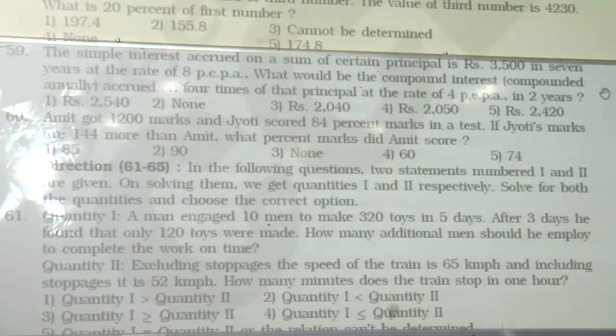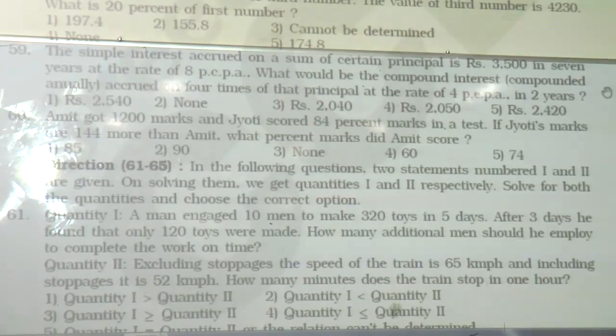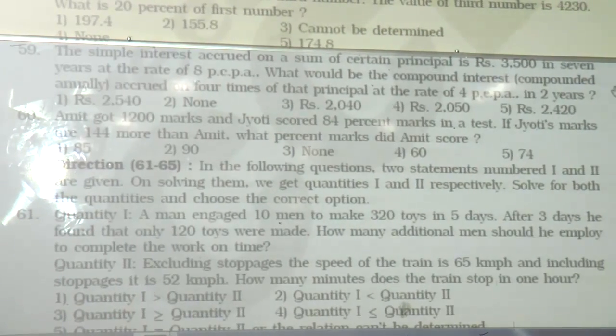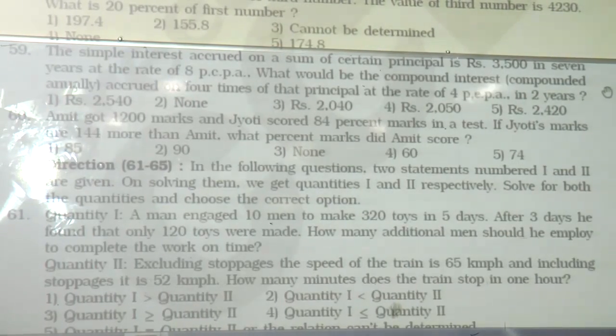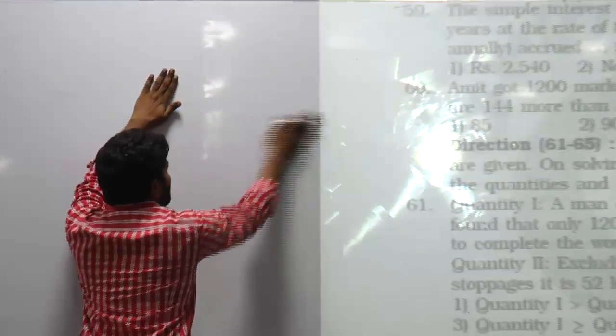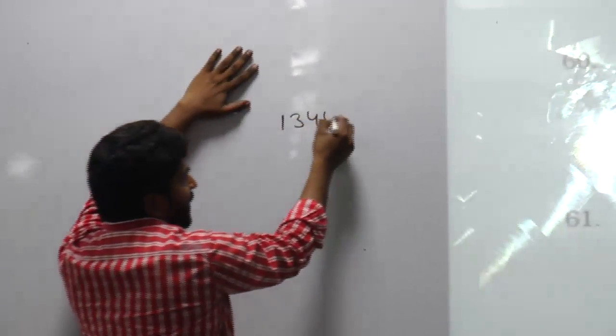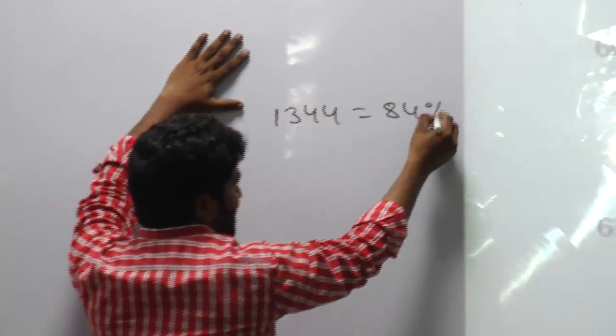Amit got 1200 marks and Jyoti scored 84% marks in a test. Jyoti's marks are 144 more than Amit's. So Amit already got 1200. In that case, Jyoti is going to get 1344. And in terms of percentage, that is 84%. So let me write it in a reverse way. 1344 is equal to 84%.